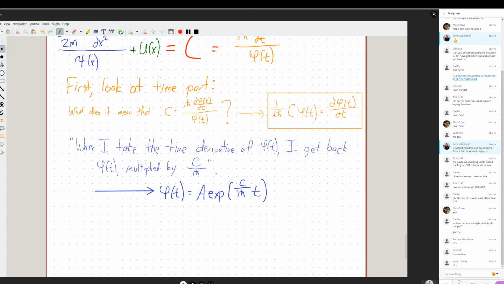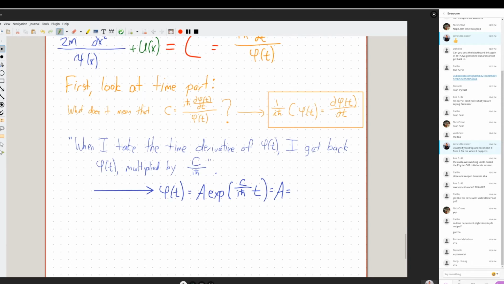Now, you'll often see this written in a different way, because 1 over i is just minus i. So this is the same as e to the minus c i over h bar t. So now we figured out what phi of t is. It's an exponential.